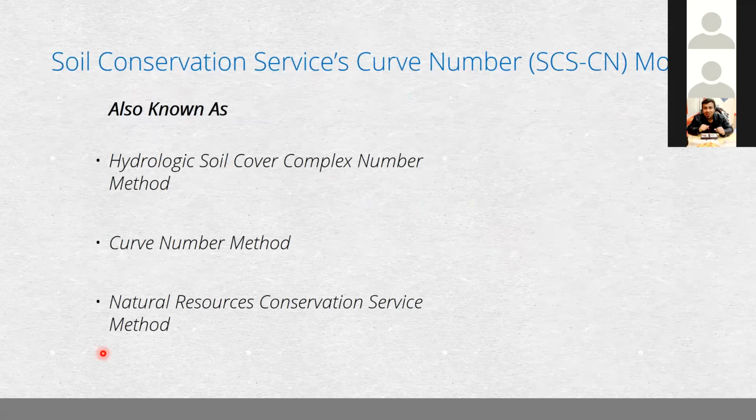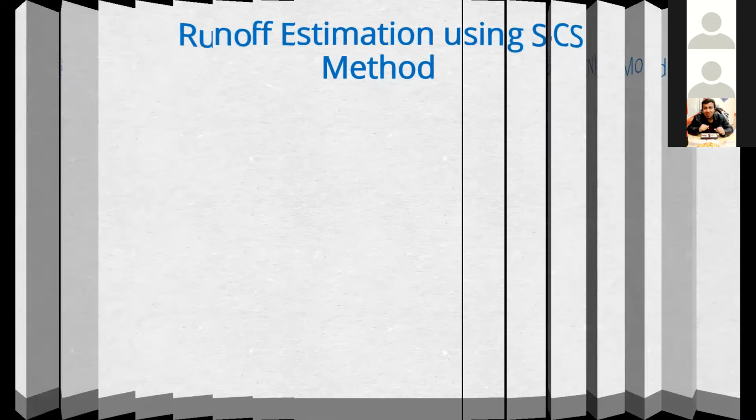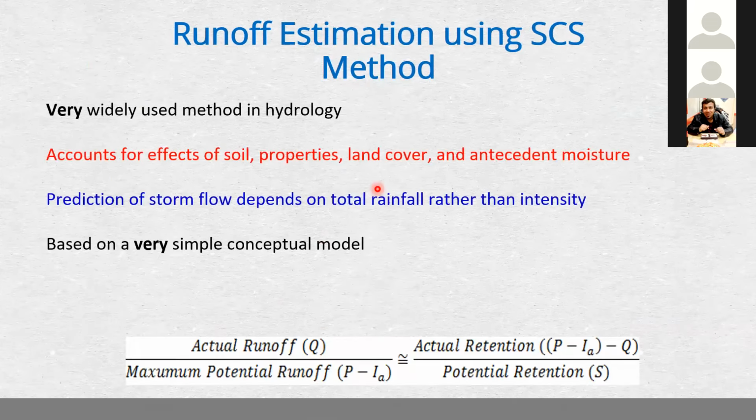So why are we talking about the SCS curve number? Because this is the technology that is widely used in the hydrological domain. Various advanced hydrological models, either HEC-HMS or the SWAT model, adopt the basic Soil Conservation Service SCS curve number technique. It totally depends on the curve number, and it was developed by the Natural Resources Conservation Service. So it is a very widely used method in the field of hydrology.